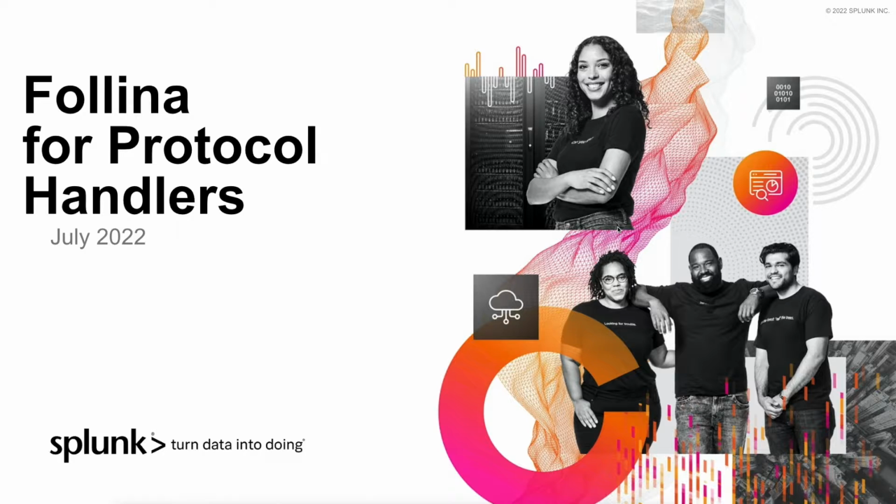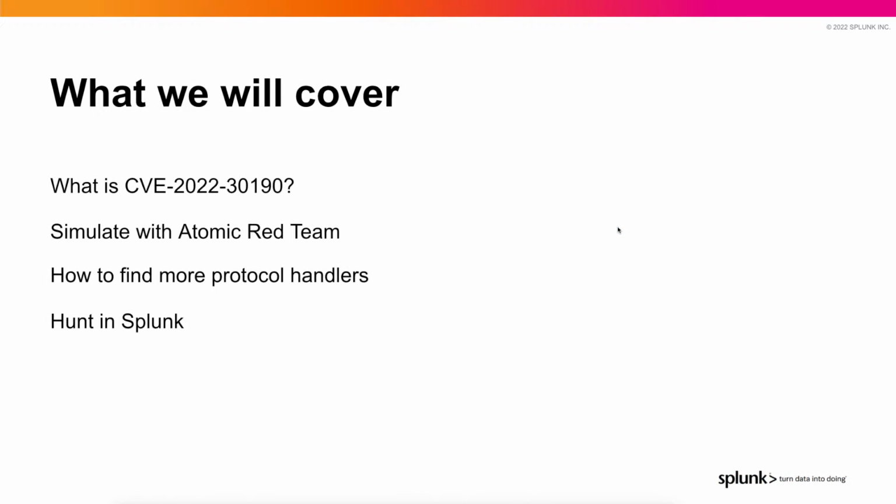Today I'm going to be walking through a little bit about how we can begin to hunt for other protocol handlers very similar to the Follina CVE or MS-MSDT. So we're first going to cover what is CVE 2022-30190, how to simulate other protocol handlers using Atomic Red Team, and then how to find more protocol handlers, and then how to take what we found and apply it to Splunk in identifying protocol handlers being used in your environment today.